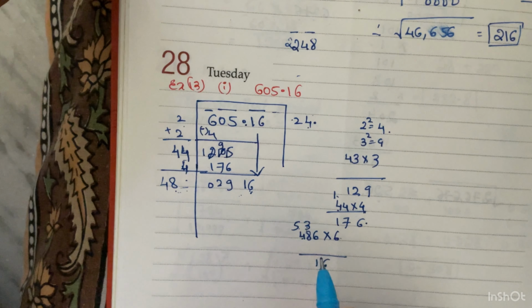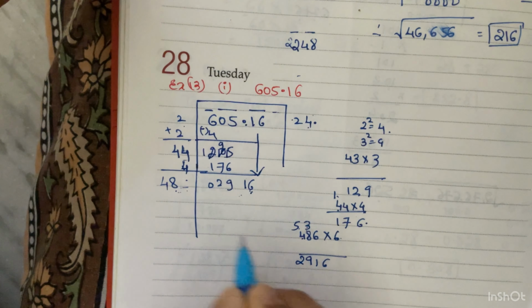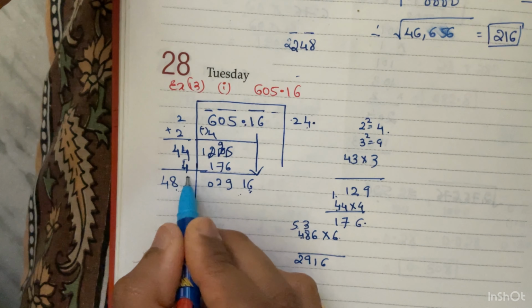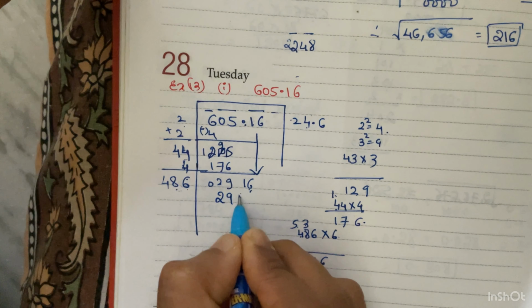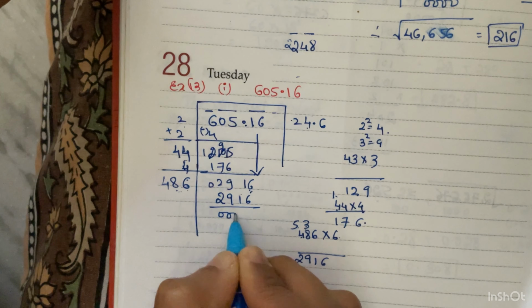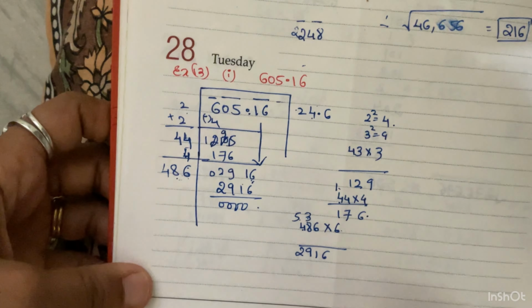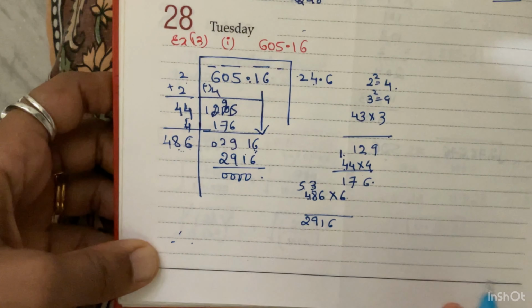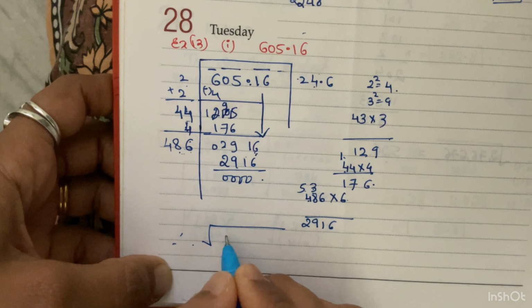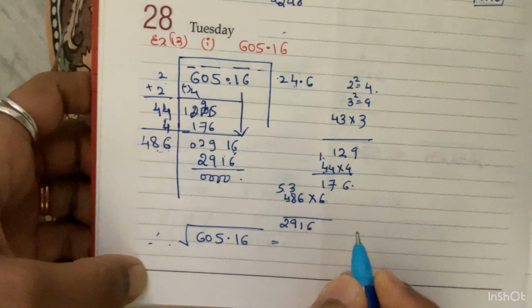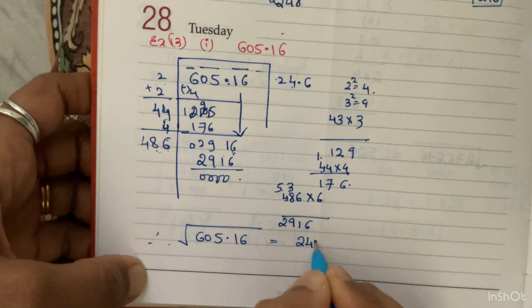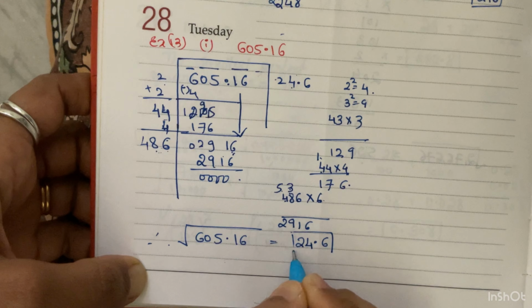24 plus 5 is 29. Yeah, we got the exact number. So for 486 into 6 we got 2916, and the remainder we found is 000. Okay, now how are we going to write? Therefore, the square root of 605.16 is 24.6. This is the answer we wanted.